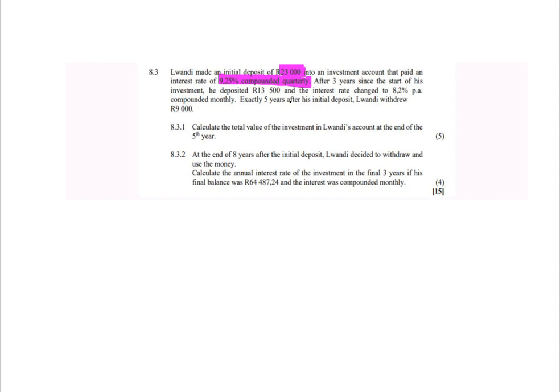Exactly after 5 years after his initial deposit, Lwandi withdrew 9,000. Calculate the total value of the investment in Lwandi's account at the end of the 5th year. So they want to know, for 5 marks, how much will Lwandi have after 5 years.